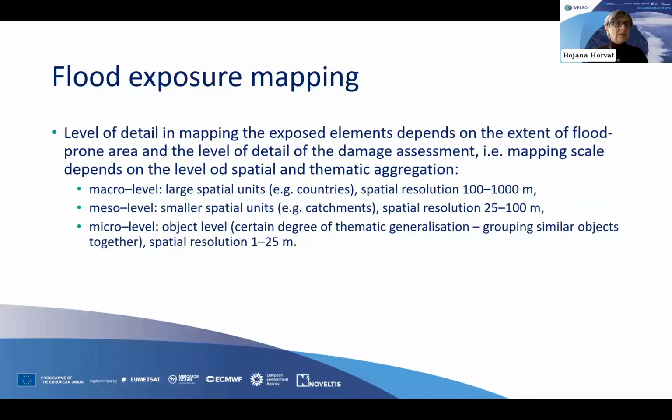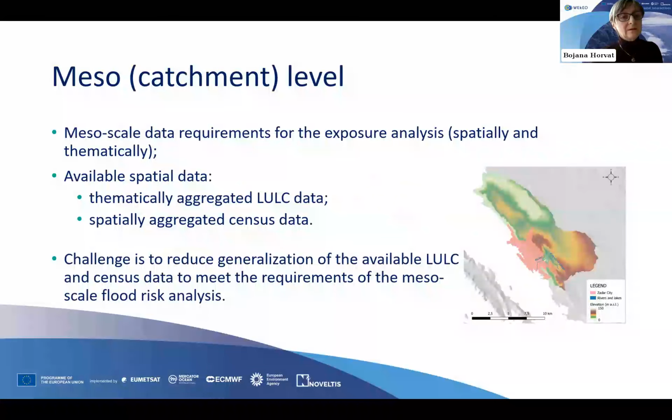Mesoscale can be applied to the catchment levels, and we were concerned with this level in this project. So it involves the spatial resolution of some 25 to 100 meters roughly. And the smallest and the most detailed level is the micro level, which is actually the object level that covers the resolution of 1 to 25 meters. Although even on that level, a certain degree of aggregation needs to be applied, thematic generalization. We will not be looking at the separate objects, but we will need to group similar objects into one class that we finally observed when analyzing flood exposure.